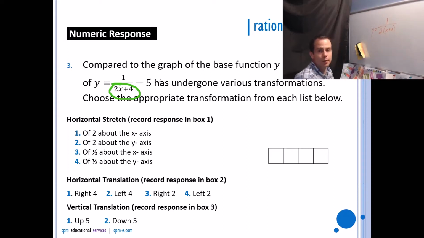Before I continue on my little journey here. So that's a horizontal stretch. Here's my b value. It'd be a horizontal stretch of 1 over 2. And horizontal stretches are about the y-axis, so that would be a 4. It's a horizontal translation left 2. Okay, so left 2 would be a 4 again, and then it's a vertical translation down 5, so that would be a 2. So 4, 4, 2 is what my answer should be there.